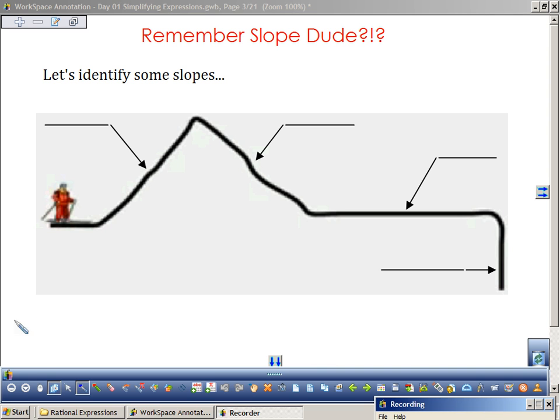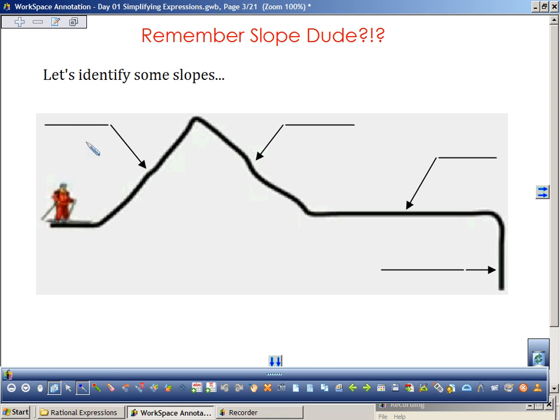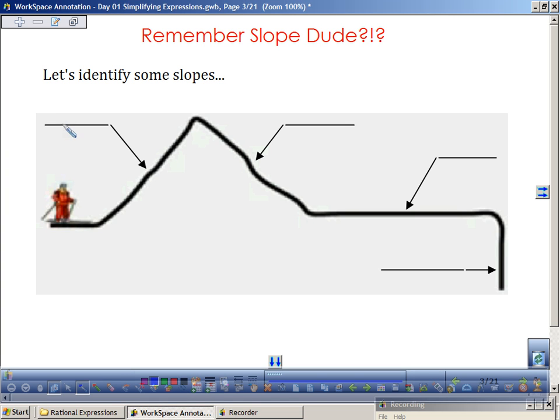Okay, so let's talk slopes. Let's identify some slopes. What kind of slope is this? That's an uphill slope. In math, what do we call an uphill slope? A positive slope. And what about this one? That's a negative slope. What do we call this one? Zero. That's a zero slope.